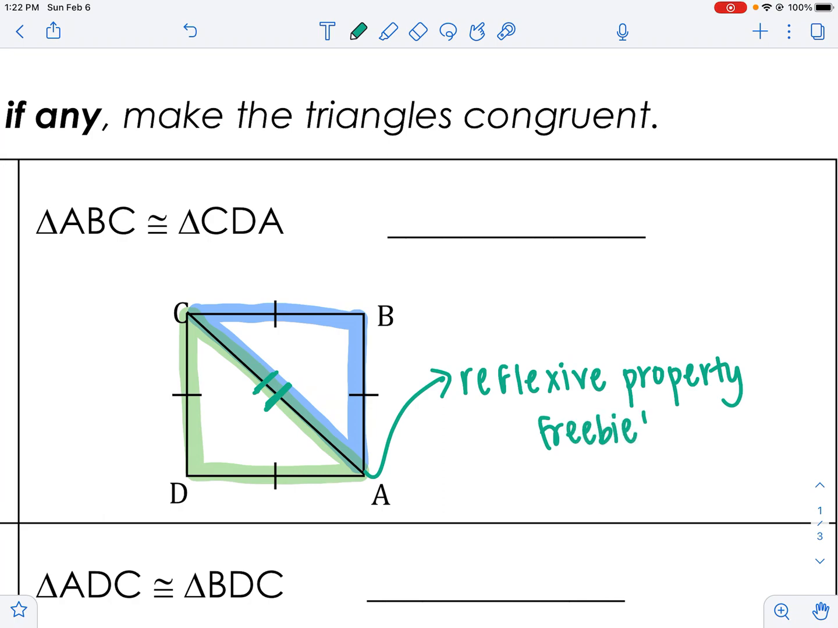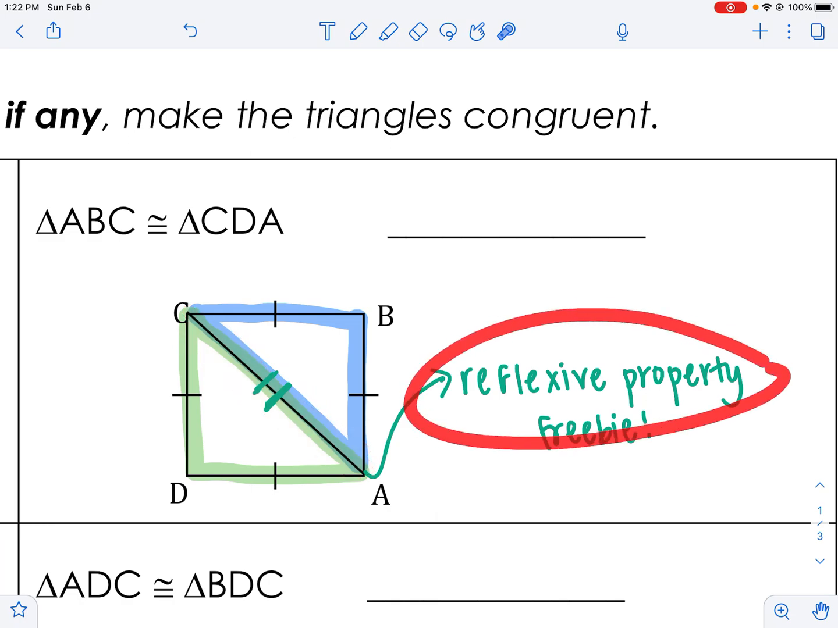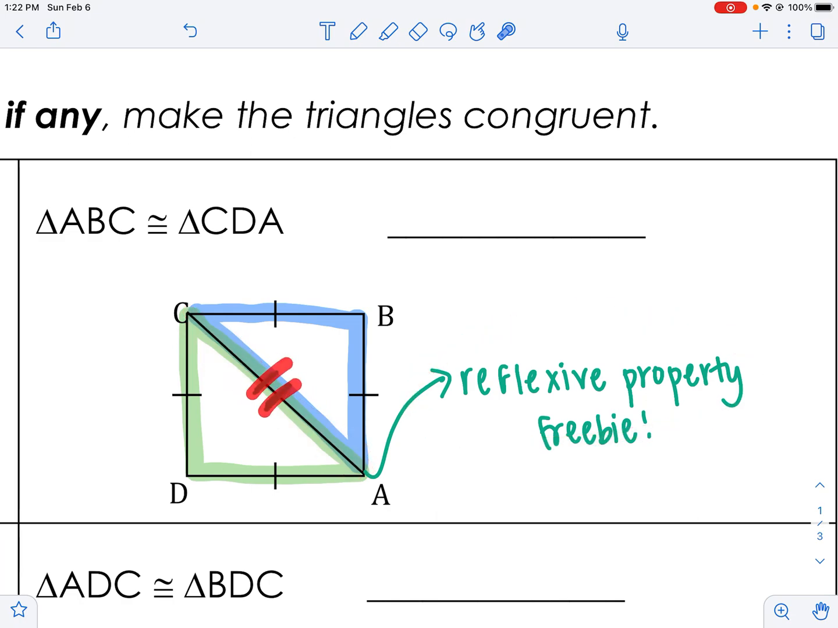As we go through several of these examples today, you're going to notice that we have some what I like to call freebies. Freebies are just things that I can put on my picture that I'm allowed to add on my picture. They're legal moves. So for example, if they have a side that's like touching adjacent like that, they share it on both sides. Reflexive property is a freebie. You're allowed to add ticks there. So now I have ticks all the way around.